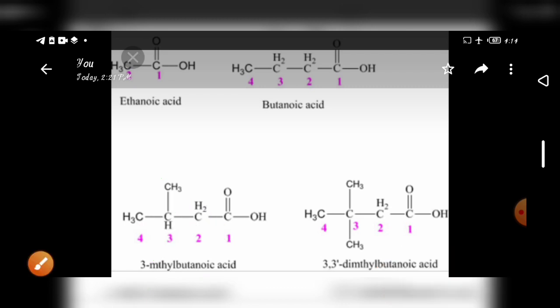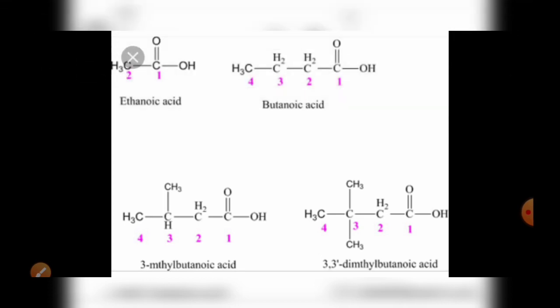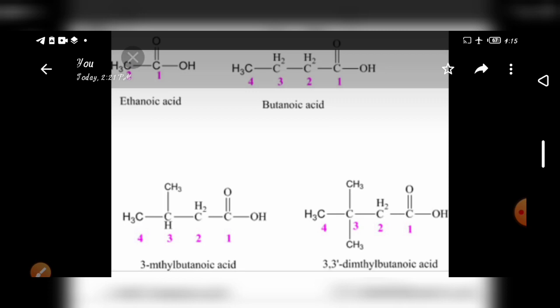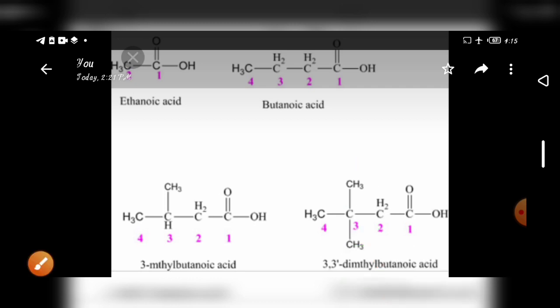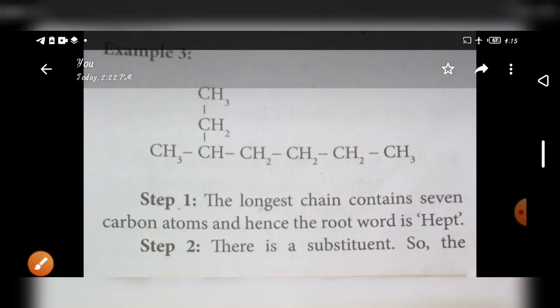The same way for the next also, 3,3-dimethyl, because the third carbon contains 2 methyl groups. See here, one methyl group and here one. So di. For 1 you don't write anything. Suppose 2, you can write 3,3-dimethyl. Like that you can write it. Okay. Next you have to see another example.